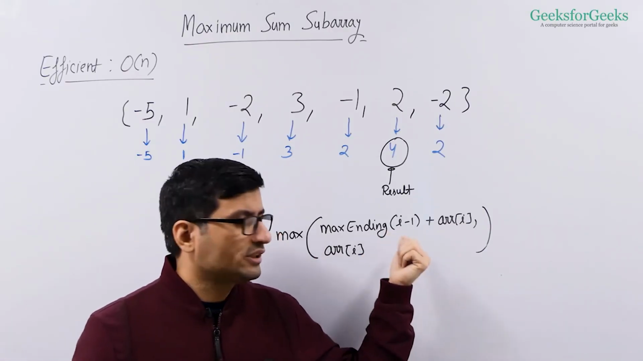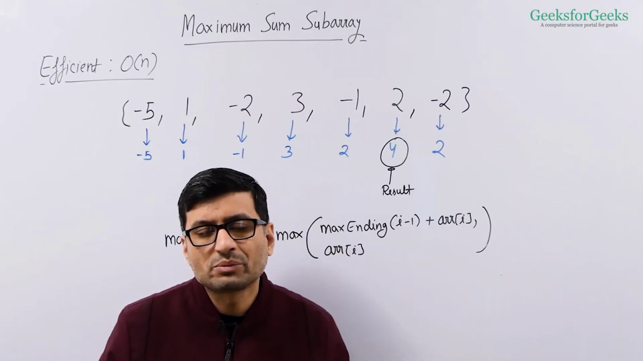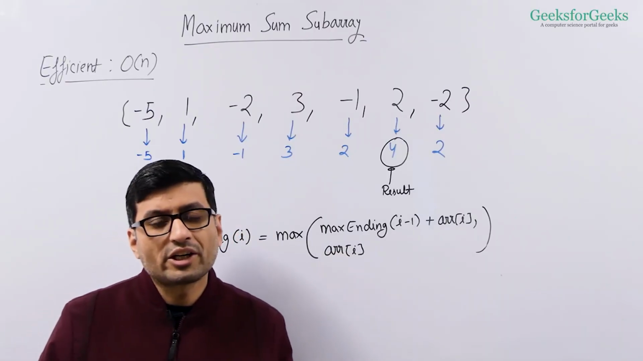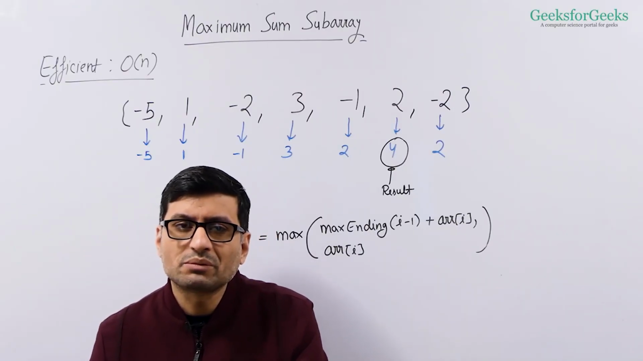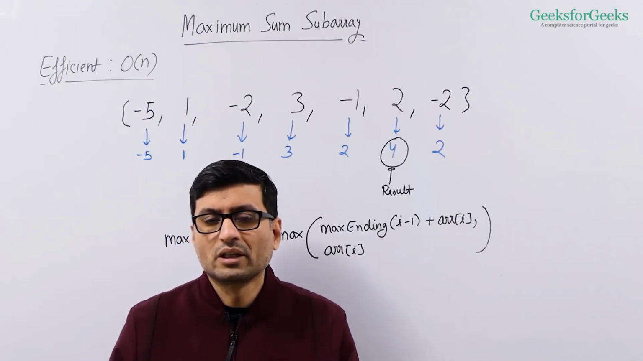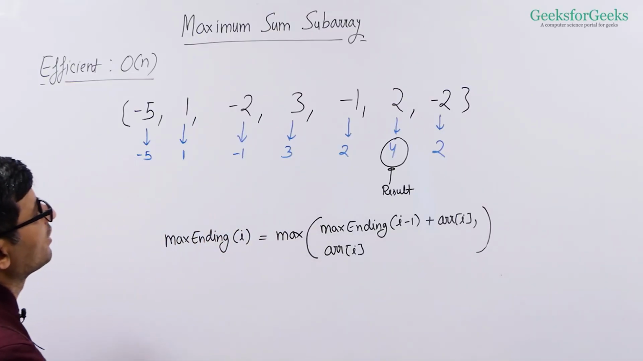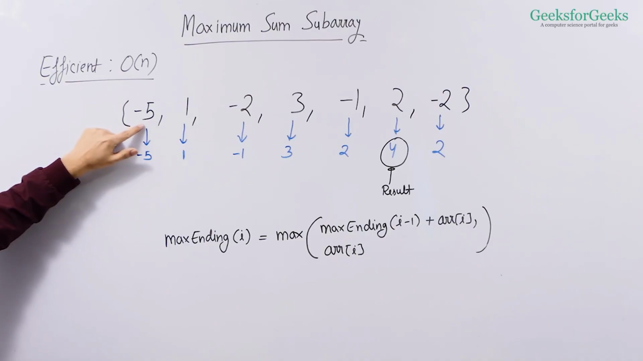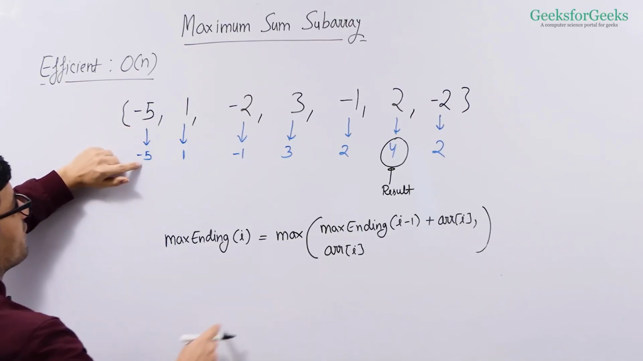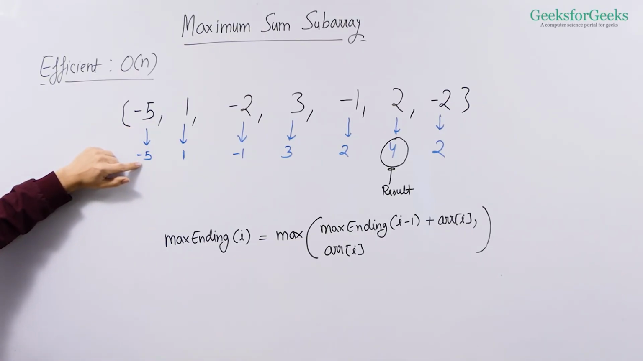The first choice is extending the previous maximum. The second choice is starting a new subarray with this element. So either extend the previous maximum or start a new subarray. Let's understand this with this example. When we are at -5, we do not have any previous maximum, so we have only one choice here, array i. So the maximum ending with -5 is -5.